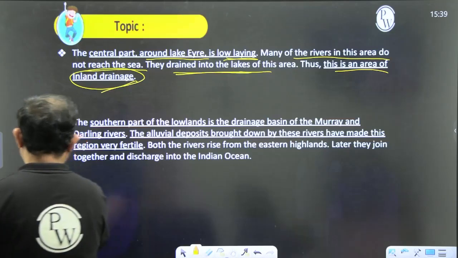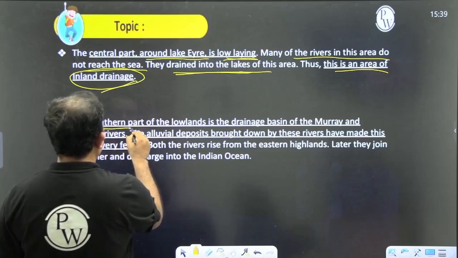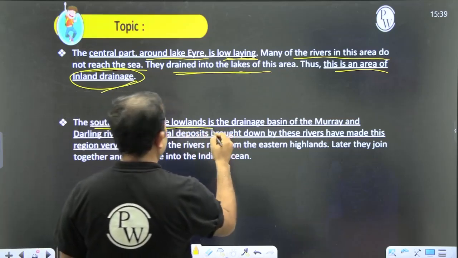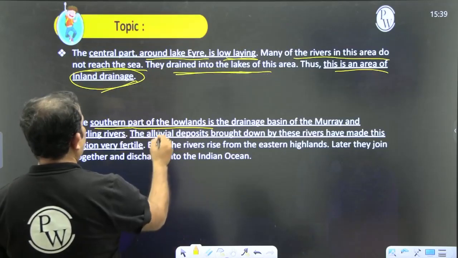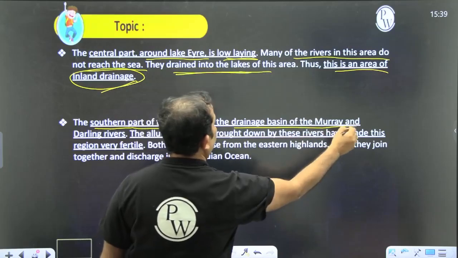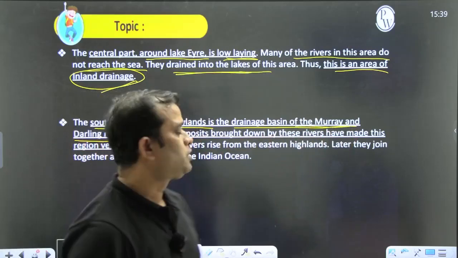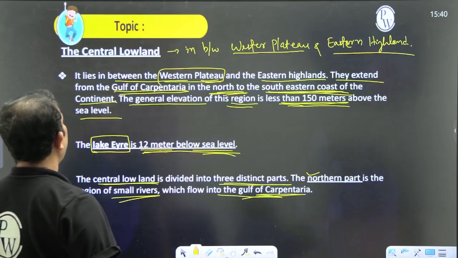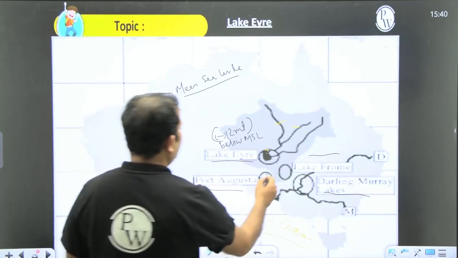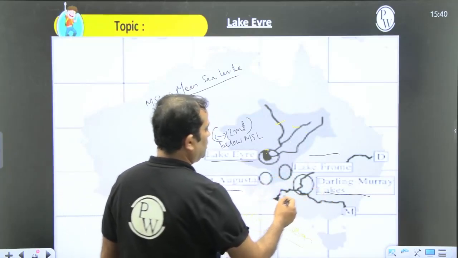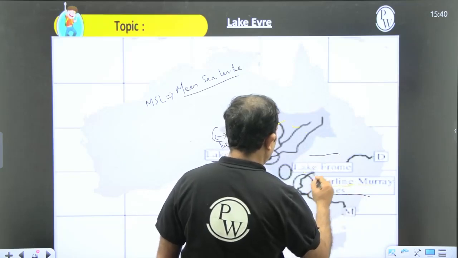Okay, next we will see the southern part of the central lowland. We are studying the central lowland heading. The southern part of the lowland is the drainage basin of the Murray-Darling River. If I say central lowland, the southern part is basically the Murray-Darling basin. This particular lowland is the Murray-Darling basin.